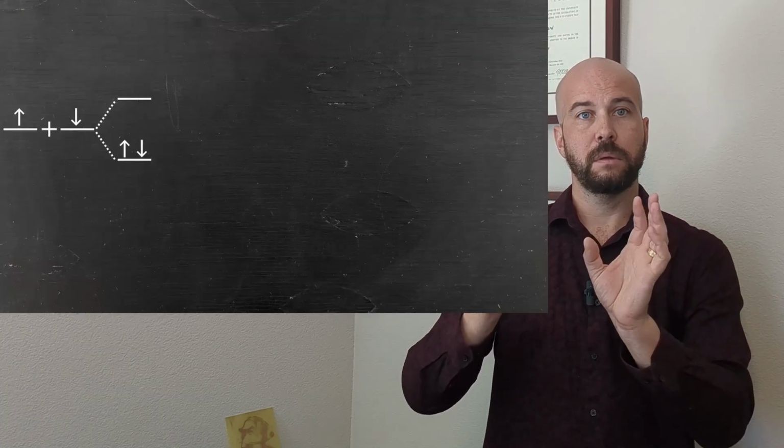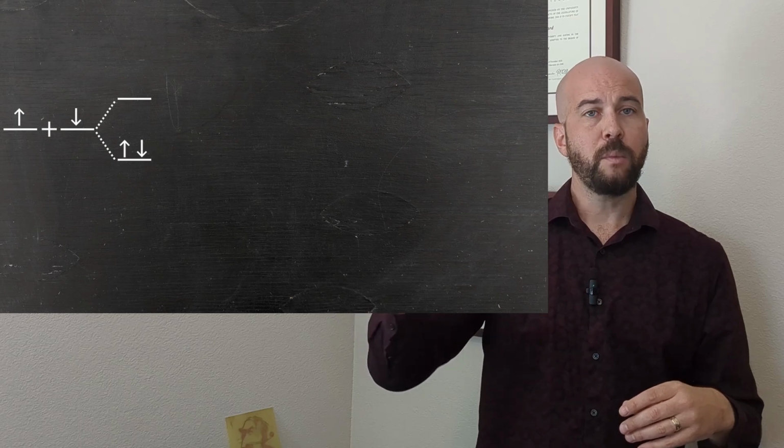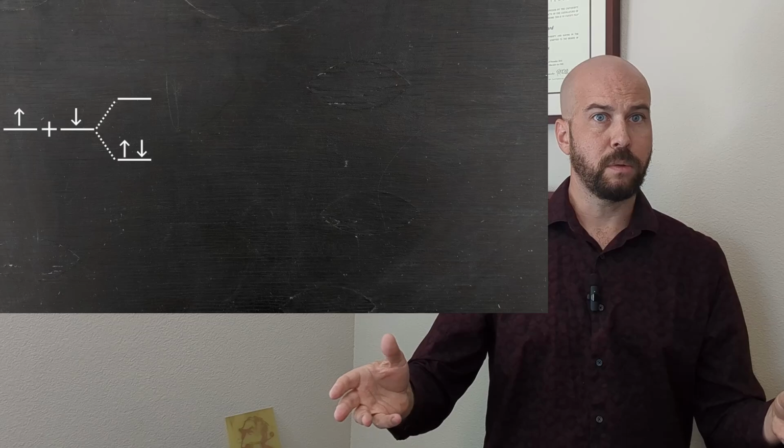So let's think about lithium. Lithium has a single electron in its 1s orbital. So we could bring the two together and we would get a bonding and an anti-bonding orbital. And we would have two electrons in the bonding orbital because that is stable.